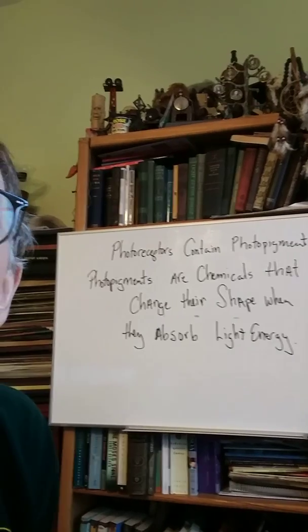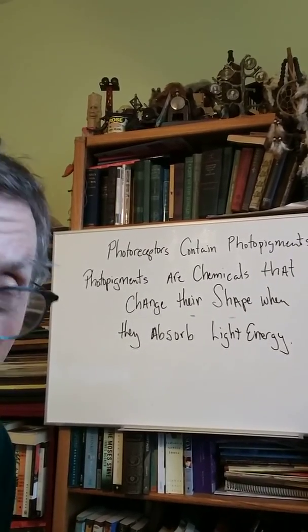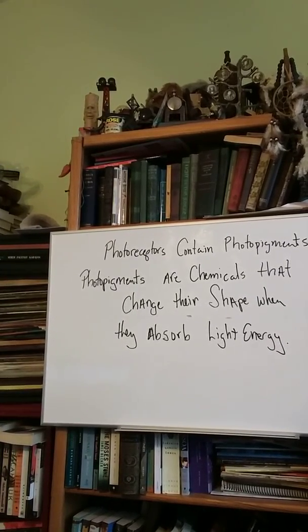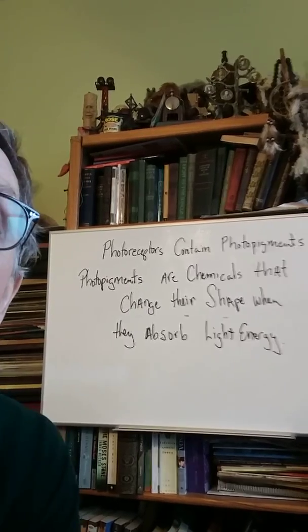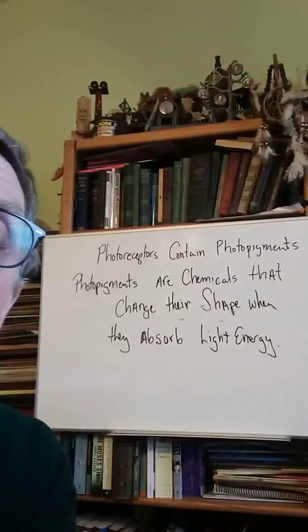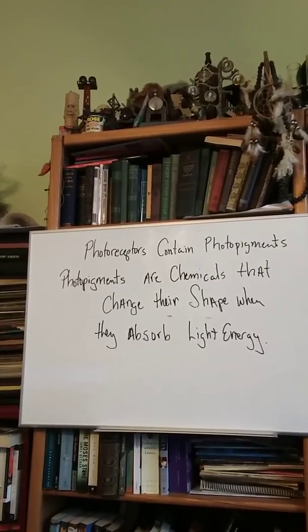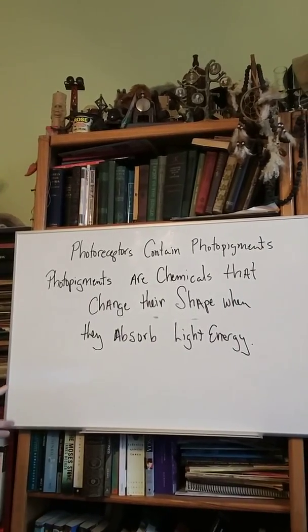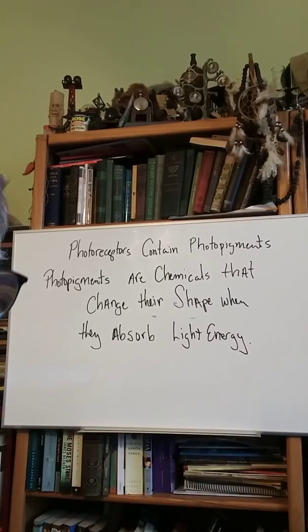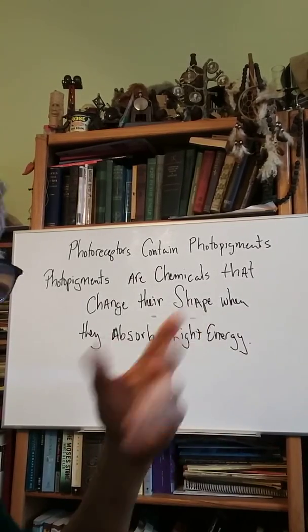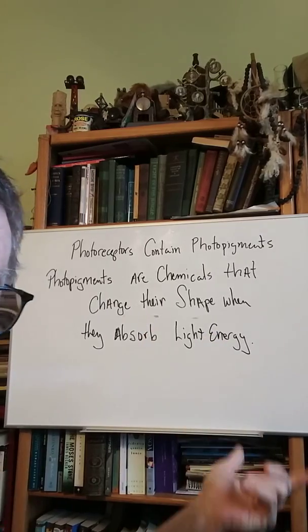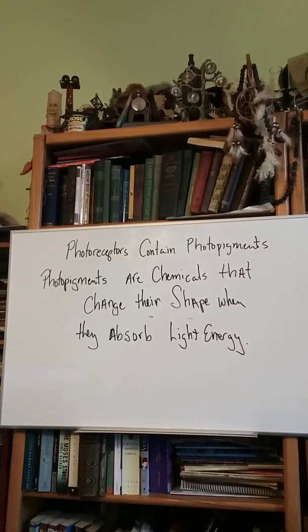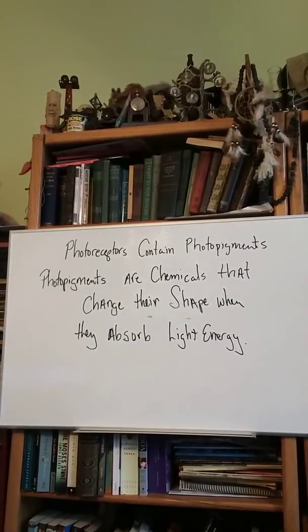All right, let's talk for a minute about photoreceptors. Photoreceptors are going to contain a chemical which is called a photopigment. A photopigment, let me change my angle of view here, is a chemical that is going to change its shape when it absorbs light energy. Chemicals can take different forms; they call it the cis form and the trans form. In the case of the photochemical that we're going to be talking about, it's something called rhodopsin.